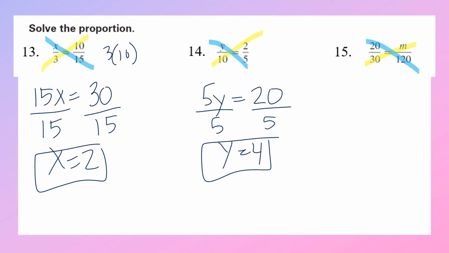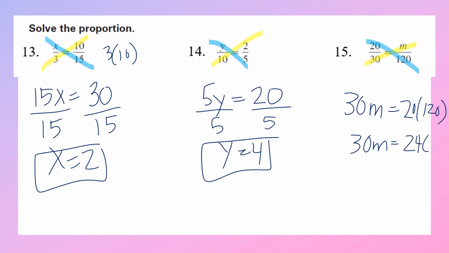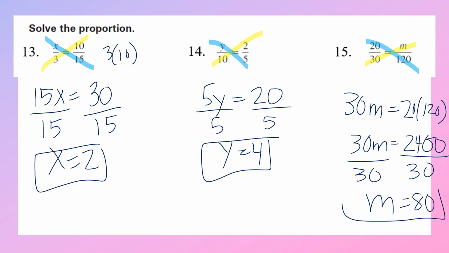15, so we have 30m equals... now 20 times 120 might be a little hard for you to just do in your head, so you might want to write this step out, or you could just go straight to your answer. Doesn't matter to me, just as long as you have those steps there. Then to get m by itself, I divide both sides by 30, and I get m equals 80.